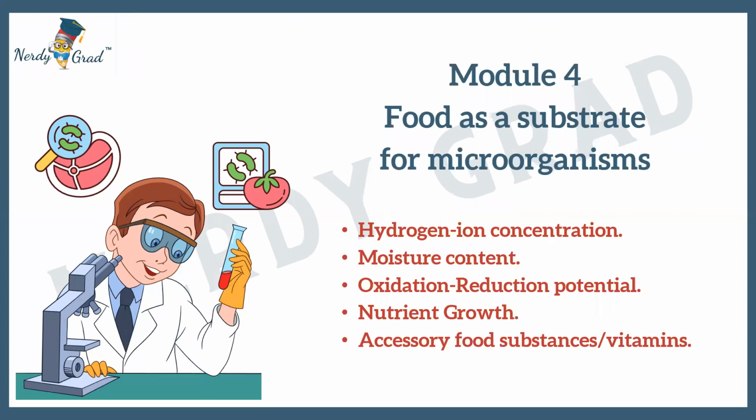Module 4 would be food as a substrate for microorganisms. It's a very interesting module, on how microorganisms are associated with the food. We'll be looking into 5 different parameters for the same. The first would be hydrogen ion concentration. Second would be the moisture content. Third would be the OR potential, that is oxidation reduction potential. The fourth would be the nutrient growth, and the fifth would be accessory food substances or the vitamins.